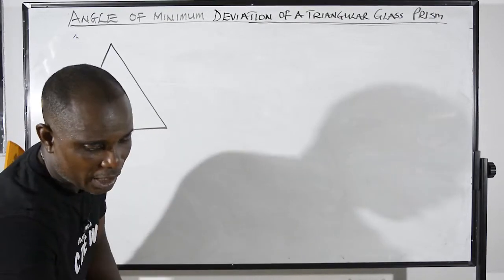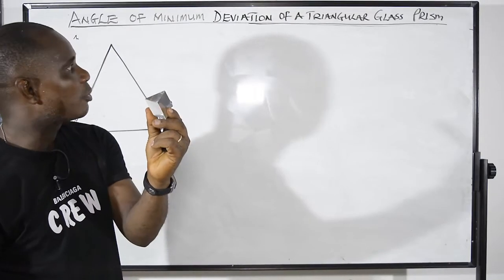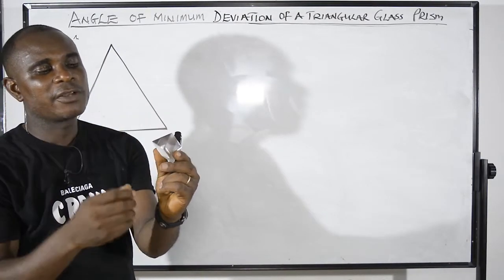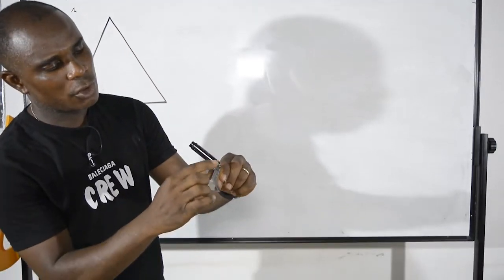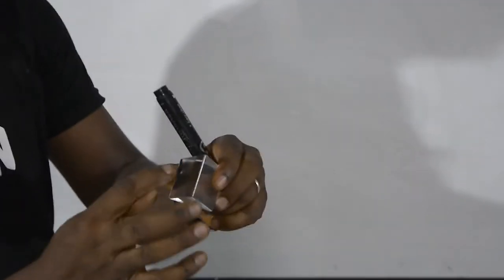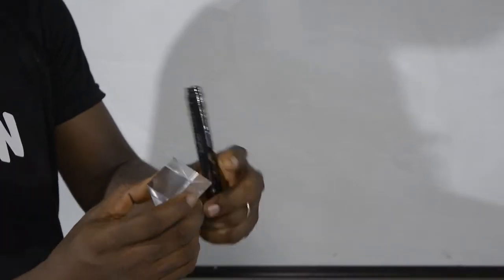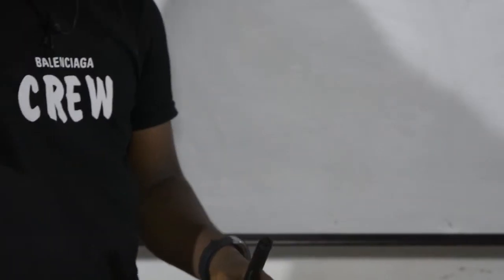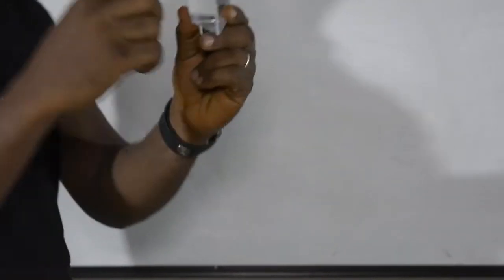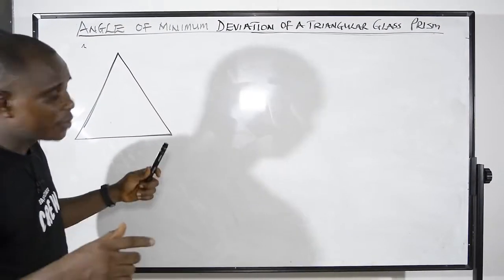And as usual, I have a couple of materials here. We have the triangular glass prism. You can see it's a kind of triangle, and it has a rectangle somewhere here, and there is another rectangle somewhere here. You have three of these rectangles, and you have a triangle somewhere there. It's a transparent material, so it's a glass prism. This is triangular, so we call it triangular. Now we have a couple of definitions to do here.